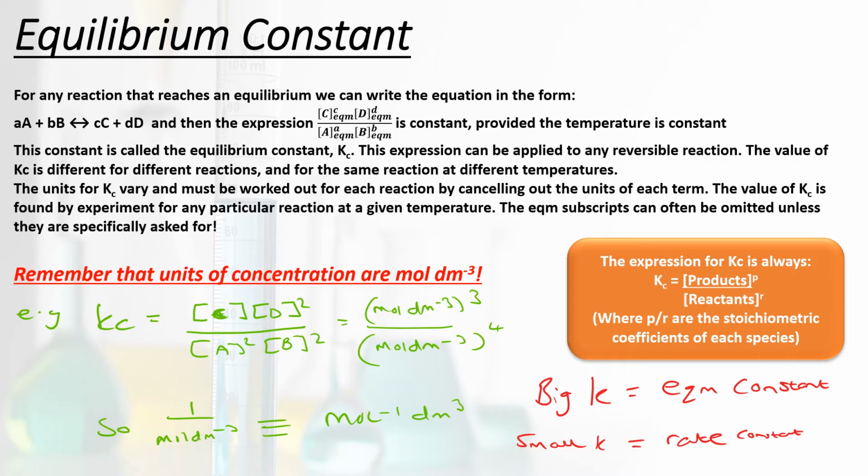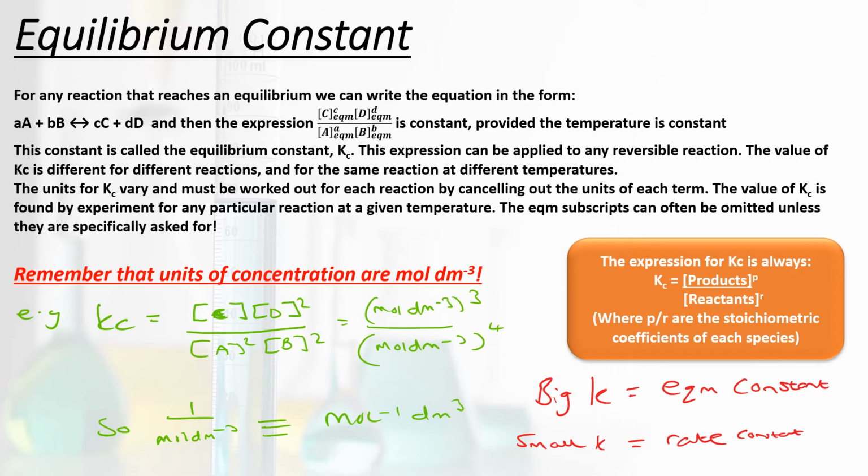So the concentration of C raised to the power of c, the concentration of D raised to the power of d, concentration of A raised to the power of a, concentration of B raised to the power of b. So it's always our concentrations raised to the power of their stoichiometric coefficients, essentially the number they have in front of them. We also have the subscript EQM. That just tells us that it's an equilibrium reaction. Typically, we don't include the EQM subscripts because if we're writing this expression, we know that it's an equilibrium reaction, and so we don't really need to write it.